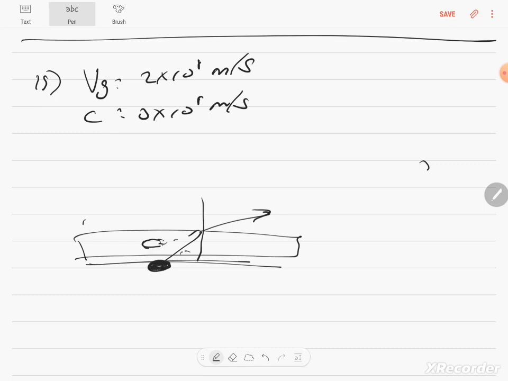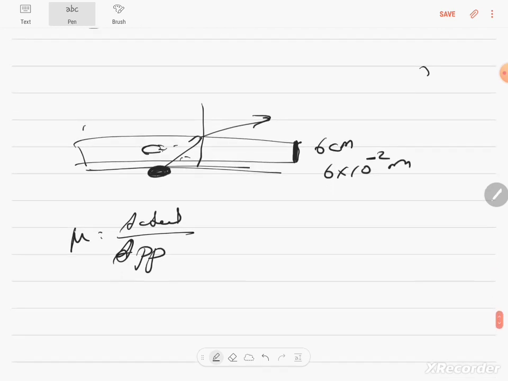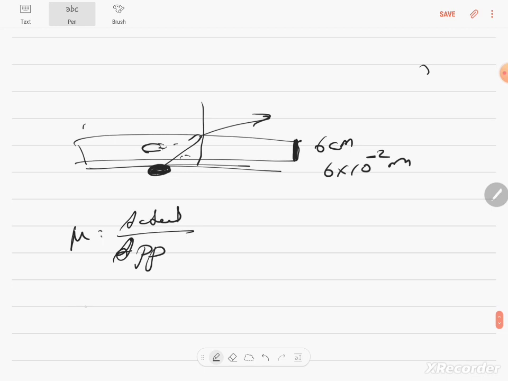So by how much would an ink dot appear to be raised, which is covered by a glass plate of 6 centimeter thickness, which is 6 into 10 to the power minus 2 meter thickness. Okay, and you know the refractive index formula is actual depth by apparent depth. Do you know the refractive index of glass? It is 1.5 or 3 by 2.